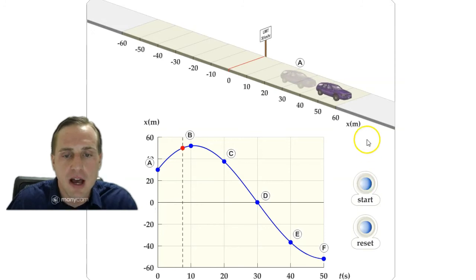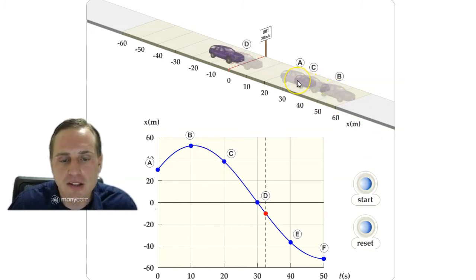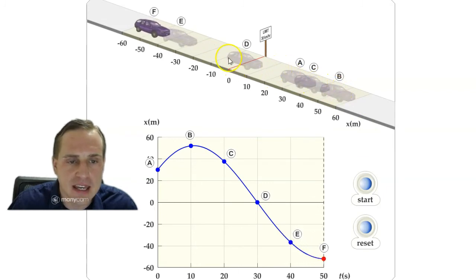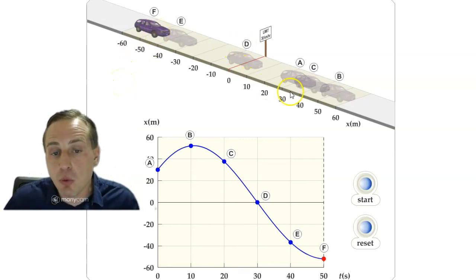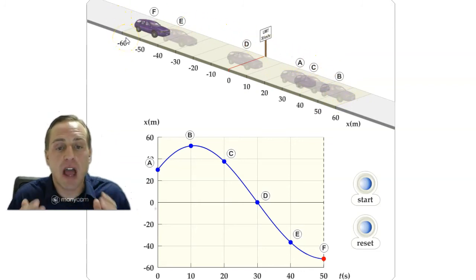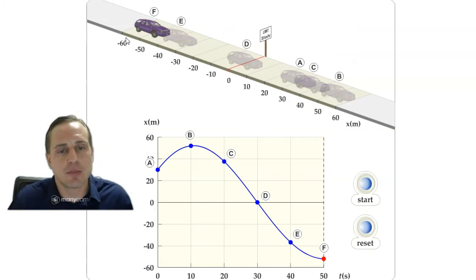So let's show one more time. Notice the strobes are showing you where the car was at the various times: A, B, C, then D, then E, then F. So now from graphs and from what we would call motion diagrams, we can actually figure out where a car is and predict its motion.